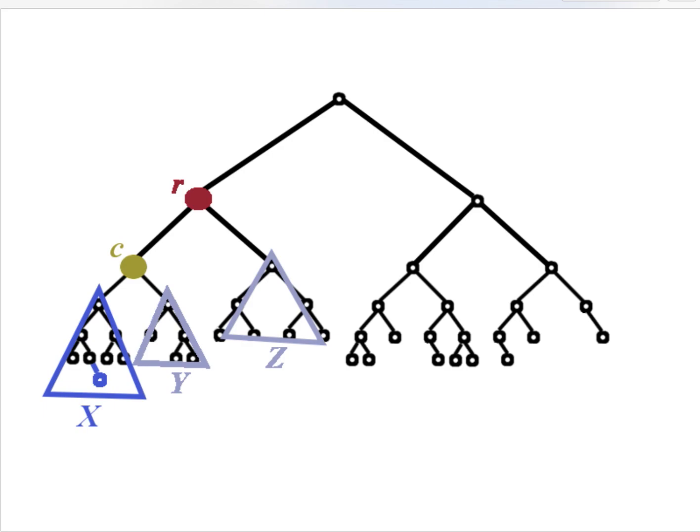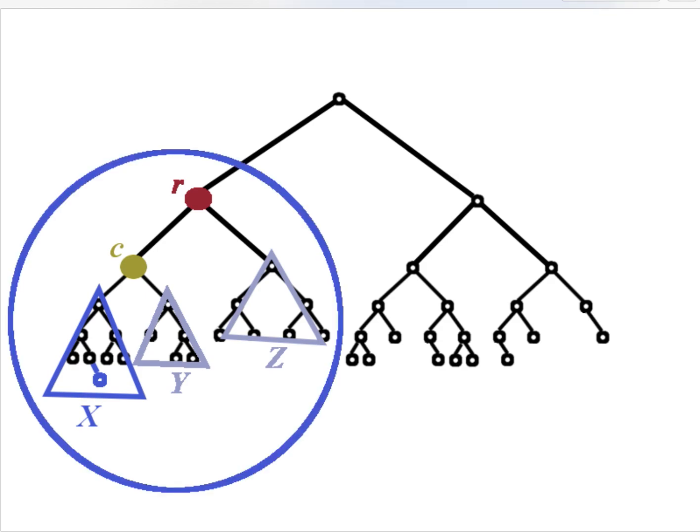Now we can properly articulate our frustration. Bad stuff happens in this blue circle. The node R is out of balance. Its left child C has two subtrees X and Y. X is the evil one. X is longer than Y, higher than Y by 1. Y and Z are of the same height. However, Z starts at a different level.